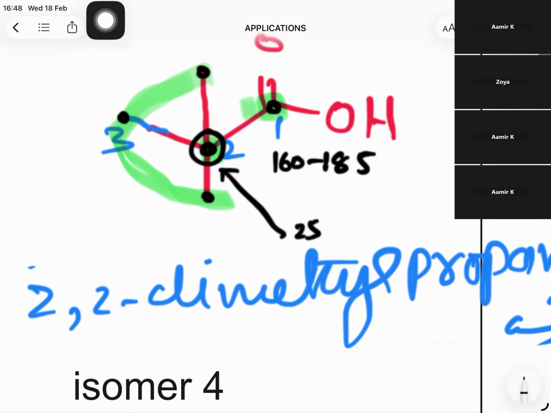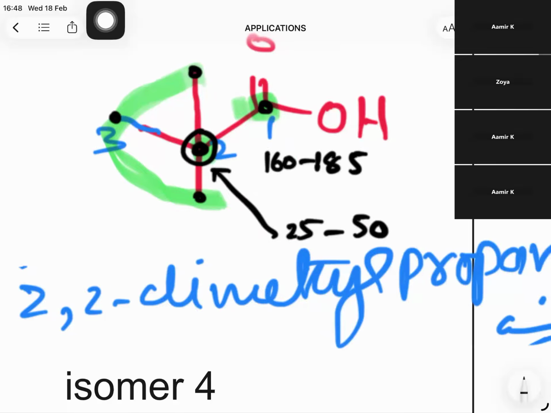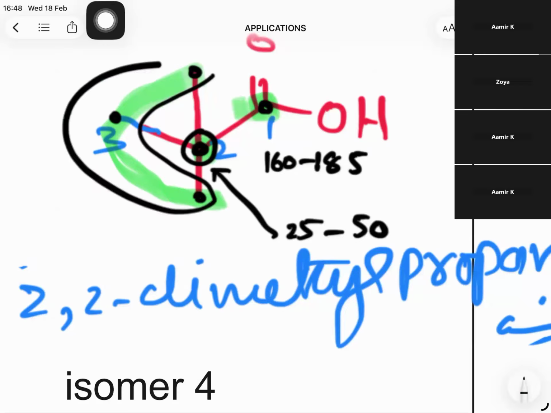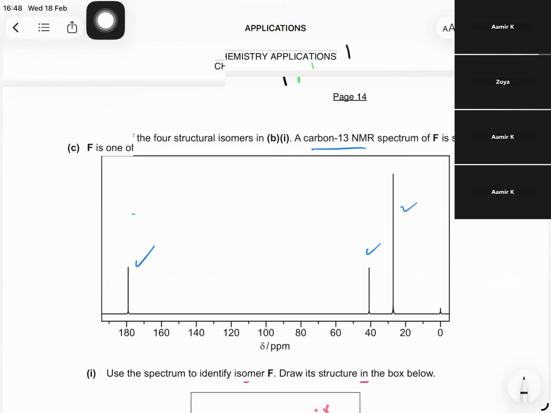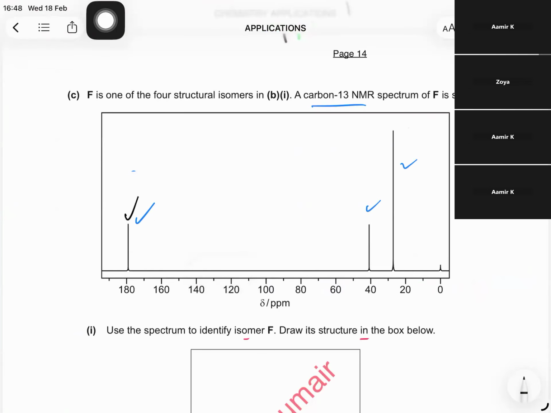25 to 50. Are you sure? Next to C double bond O. And what about the alkyl one? 0 to 50. So there are 3 peaks: 0 to 50, 25 to 50, and 160 to 185. The 160 to 185 we have found here is for the C double bond OH. This is for the 3 CH3s, 0 to 50. And this is for the carbon next to C double bond O.